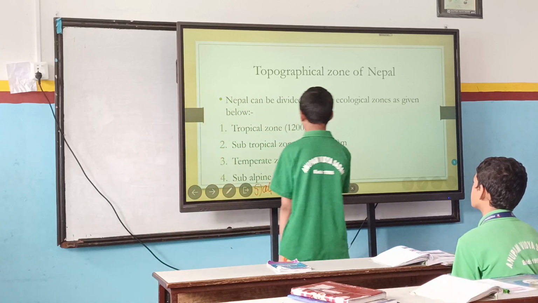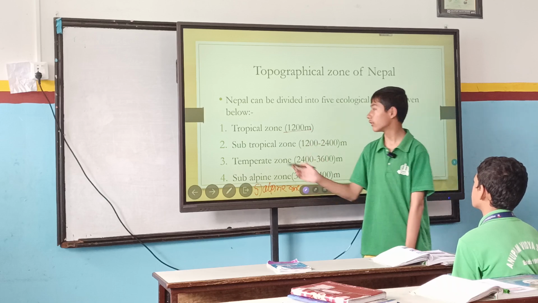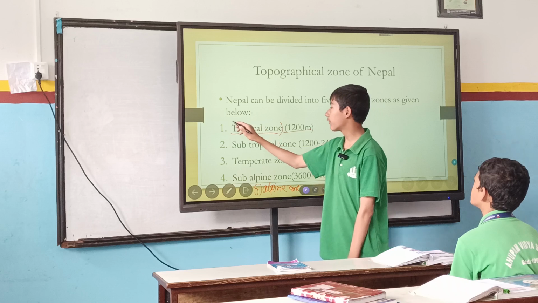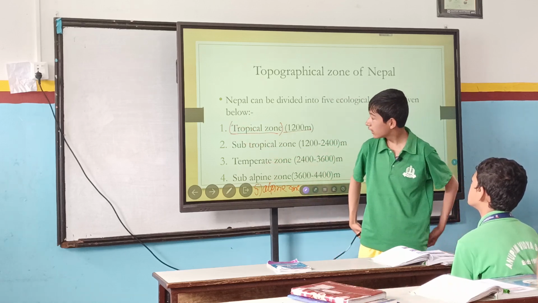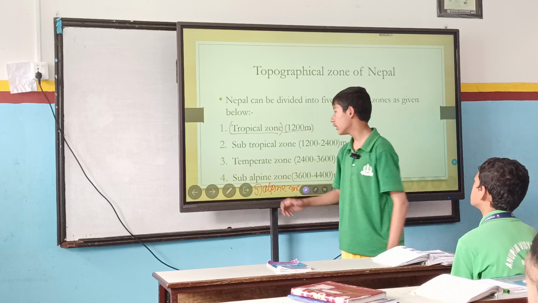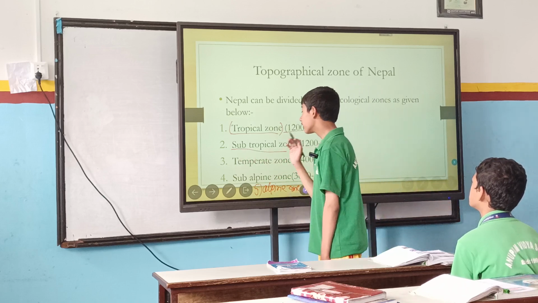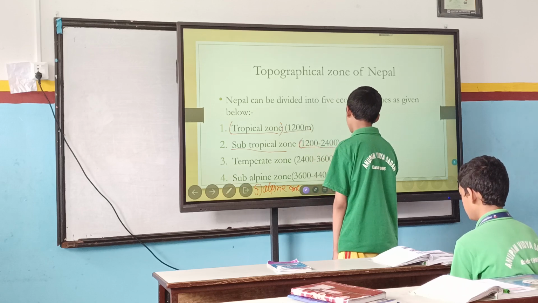The first is the topographical zone which is given as 1200 meter. So 1200 meter means the altitude of our country which lies in the topographical zone. In this zone, the temperature is too high, so we can take this zone as the Tarai region. Next is the subtropical zone, which is from the altitude of 1200 meter to 2400 meter.